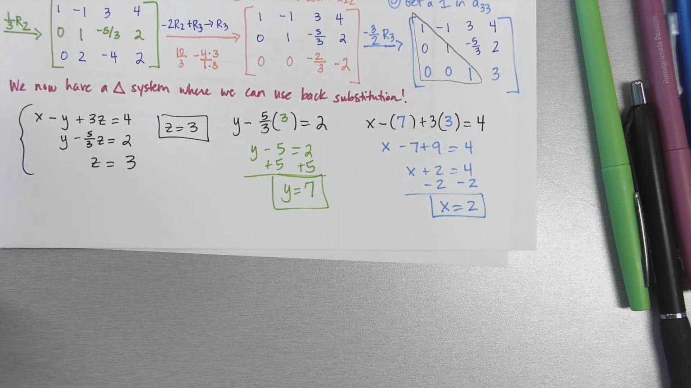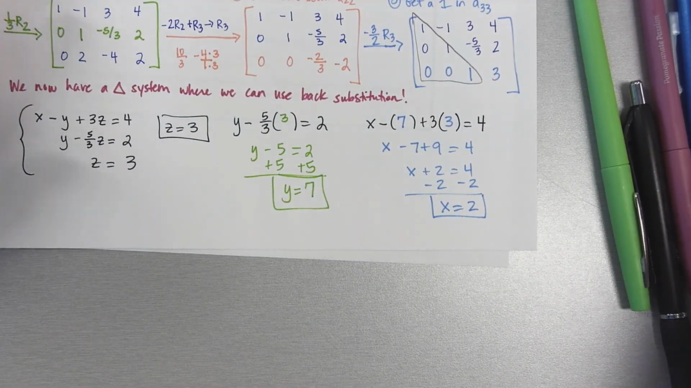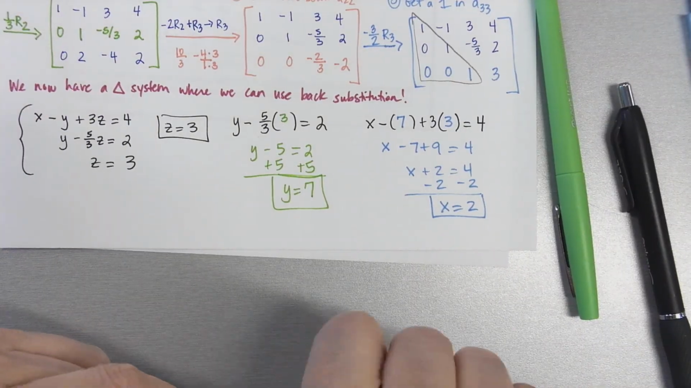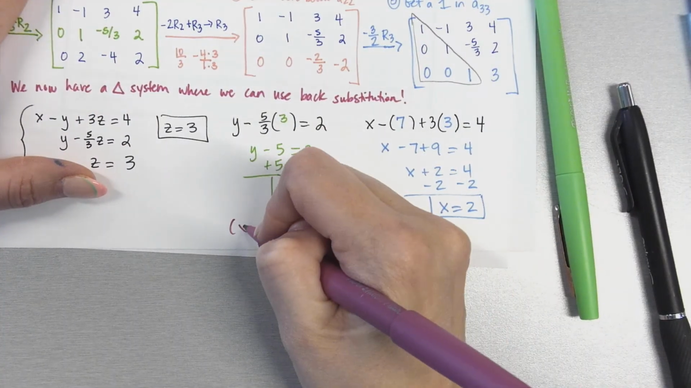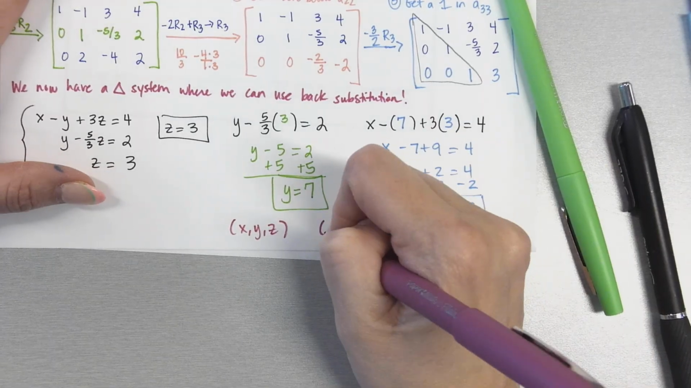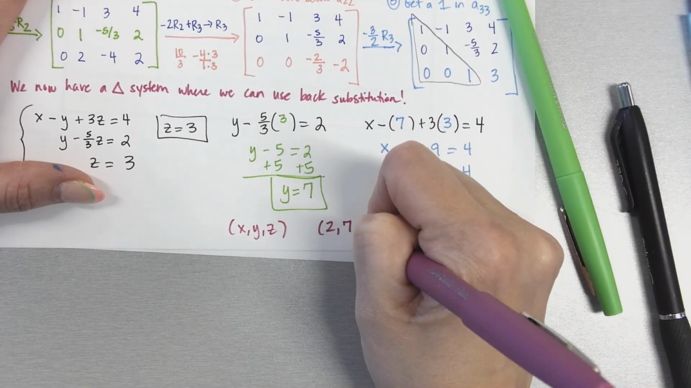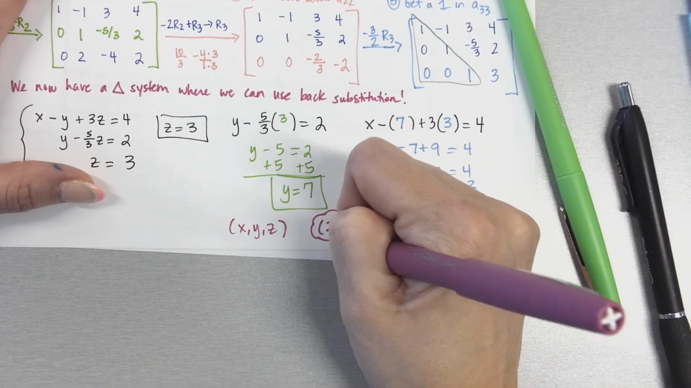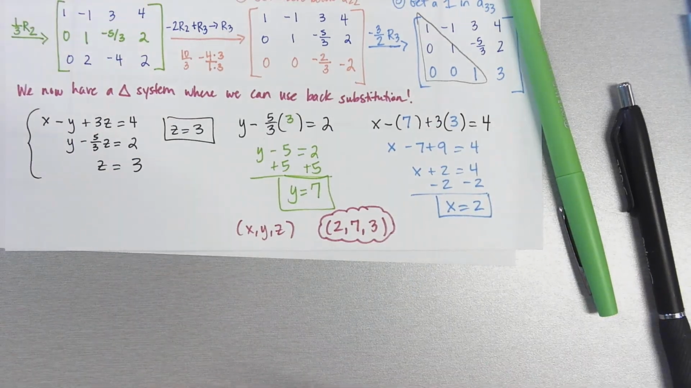So when we write our solution, we're going to write it as a point. Your point is in the form x, y, z. So in this case, you have 2, 7, 3. And that's going to be your final answer.